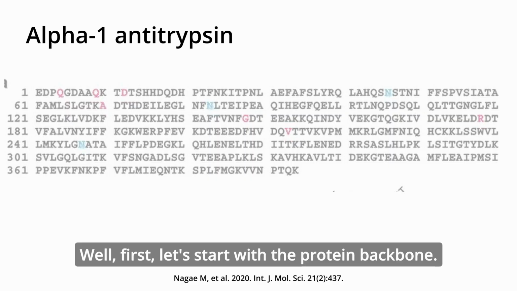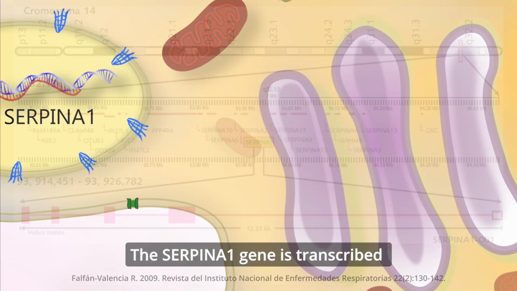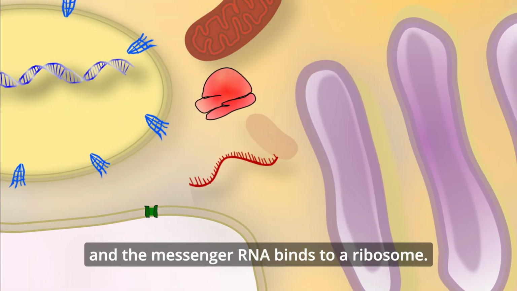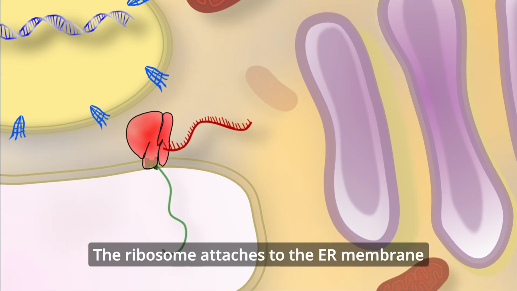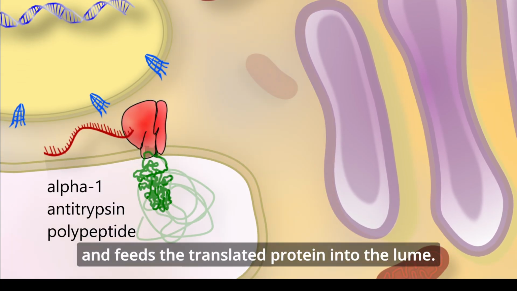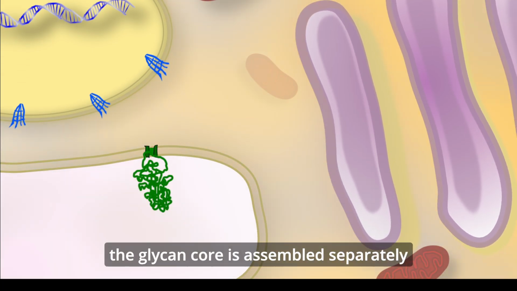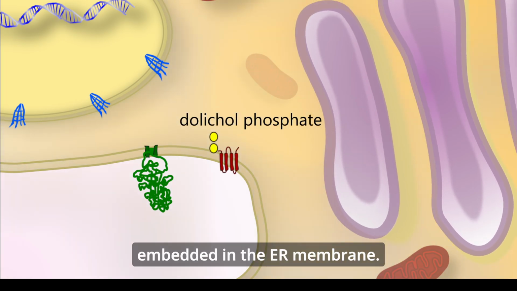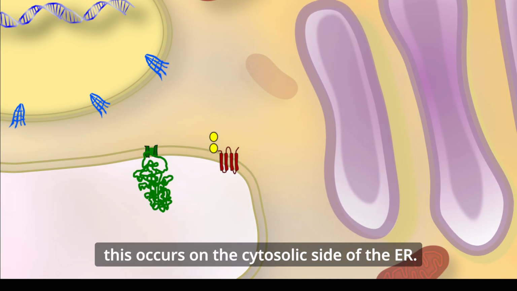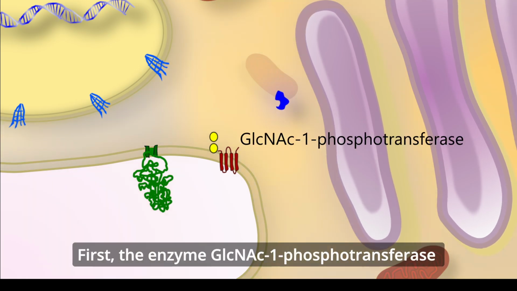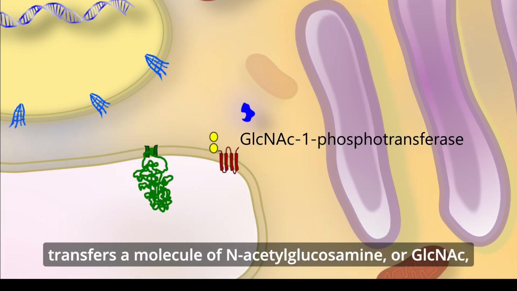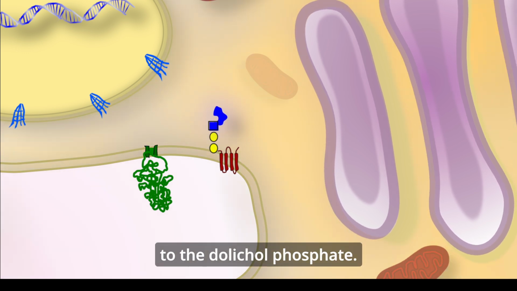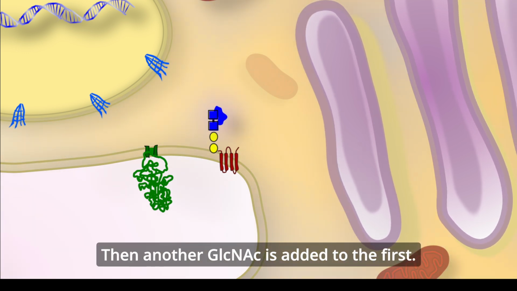Well, first, let's start with the protein backbone. The SERPINA1 gene is transcribed and exported from the nucleus, and the messenger RNA binds to a ribosome. The ribosome attaches to the ER membrane and feeds the translated protein into the lumen. At the same time, the glycan core is assembled separately on a molecule of dolichol phosphate embedded in the ER membrane. Importantly, though, this occurs on the cytosolic side of the ER. First, the enzyme GlcNAc-1-phosphotransferase transfers a molecule of N-acetylglucosamine, or GlcNAc, to the dolichol phosphate. Then another GlcNAc is added to the first.